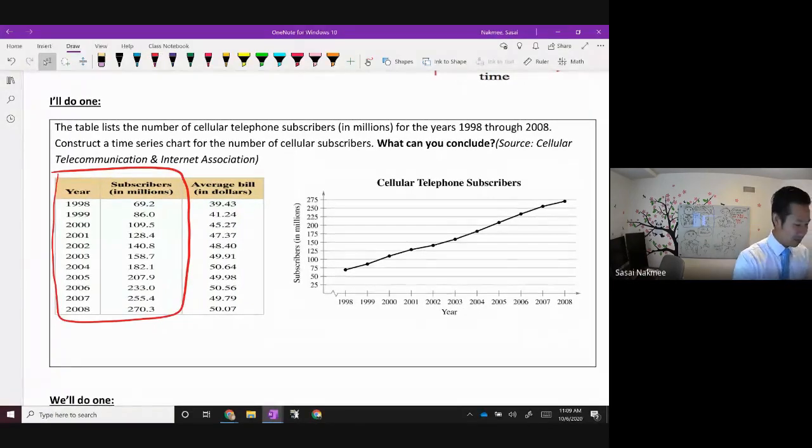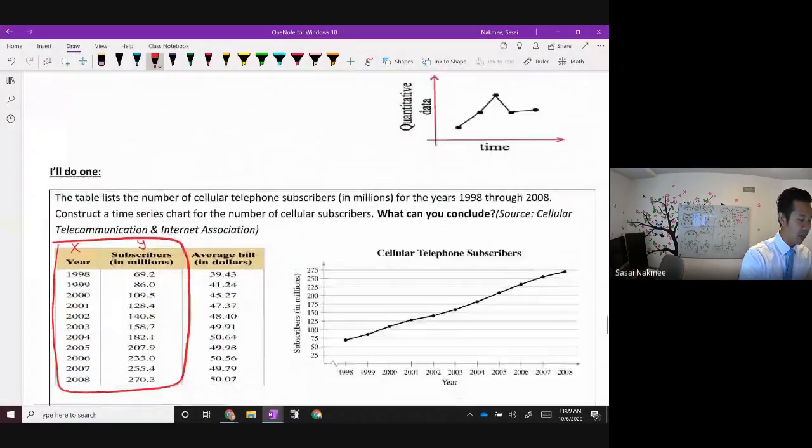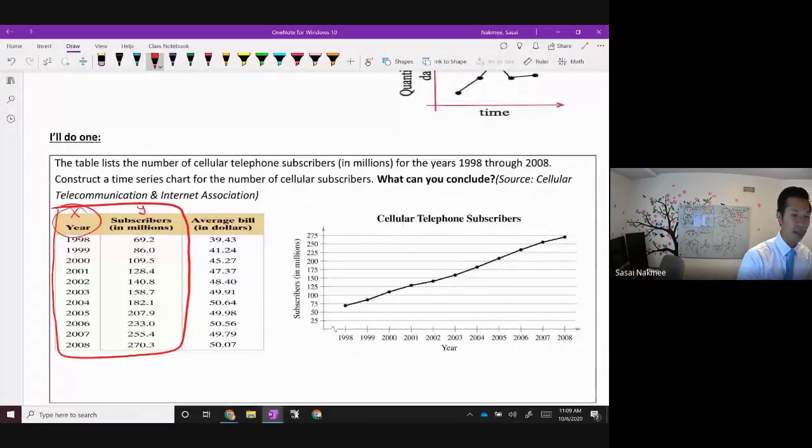Anyways, so check this out, right? For this one right here, it's just like the other one. Your ordered pairs are here. You have an X and a Y. And usually in a time series, your X is the one that has your time, right? Your X is the one that has your time, right?